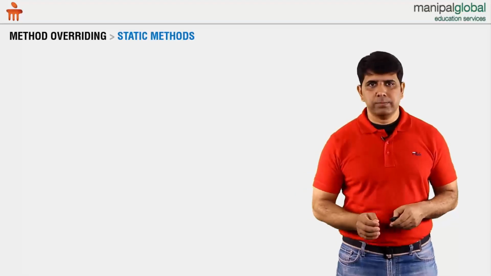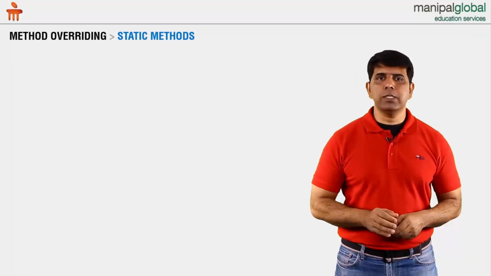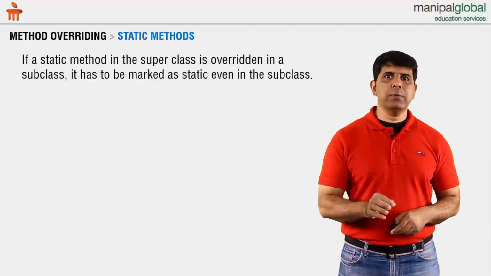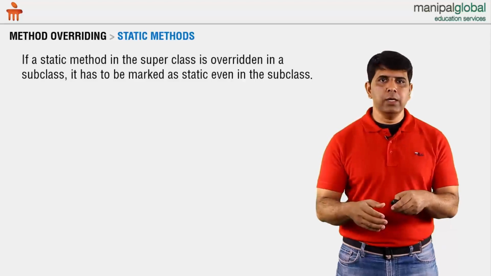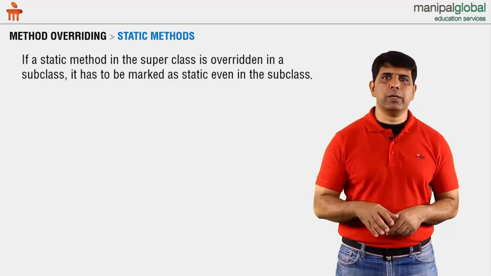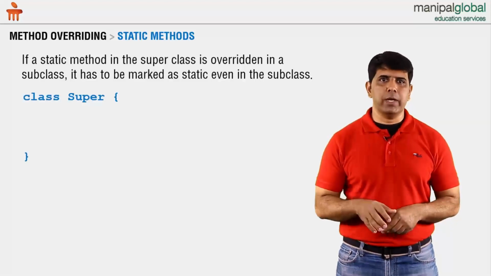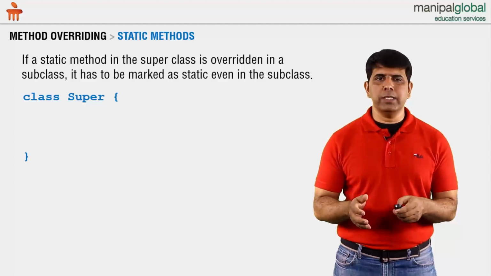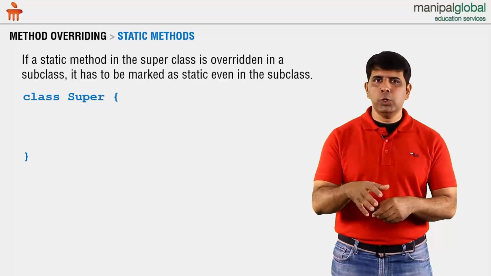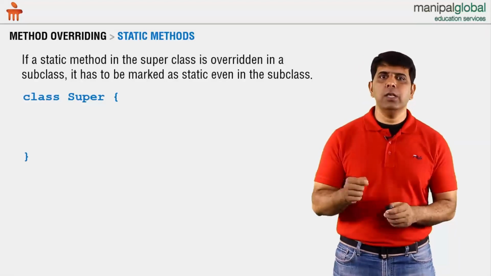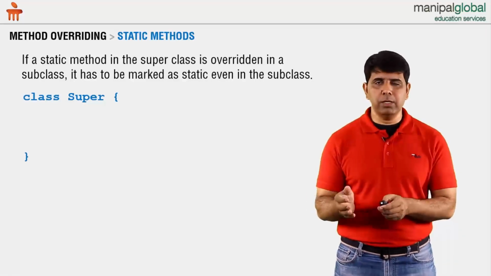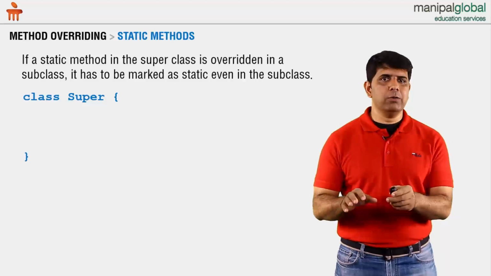What about static methods? You need to know static methods belong to the class, not to the objects. So if you override a static method in the superclass, you cannot mark it as non-static in the subclass. It has to be marked as static. That's very important. This is one of the important reasons, because a static method is typically called using a class name. However, in Java you still have the leniency to call it using an object's reference. In languages like C# that is not even possible, so a compilation error comes into the picture.